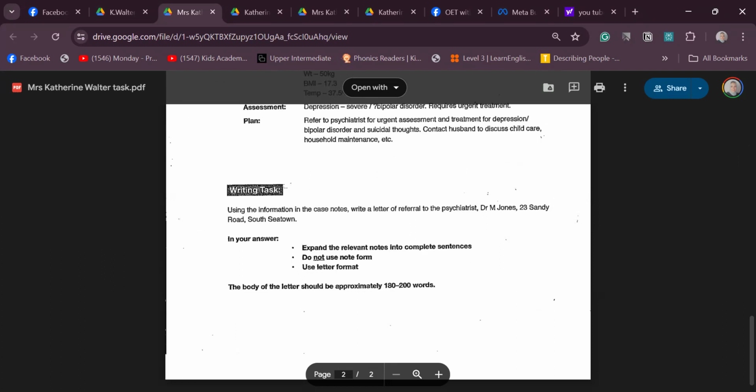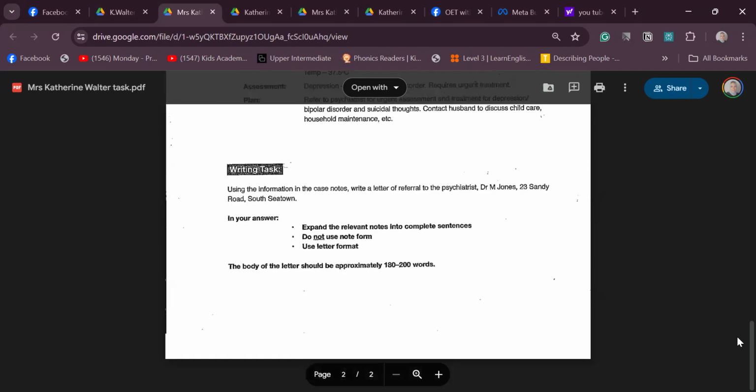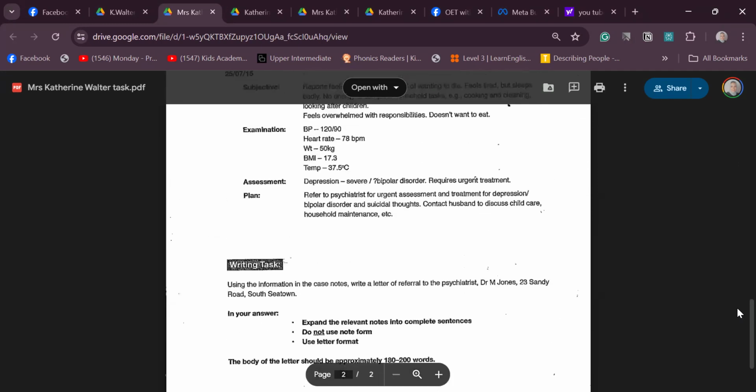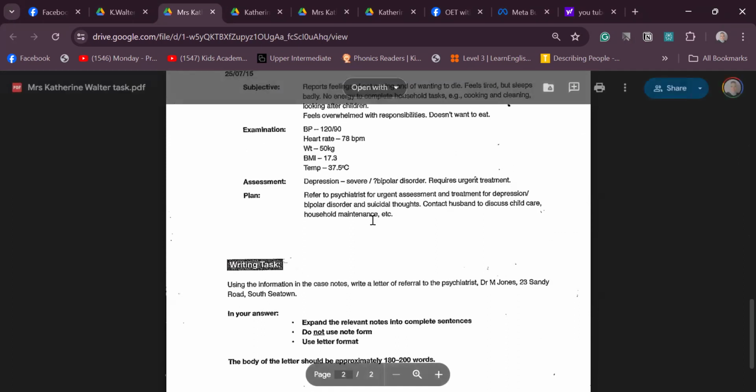You write with the thematic style and you don't mix data. You write each paragraph with one central main idea, and you don't mix any information together. Okay, let's go to this letter. We are writing to a psychiatrist, because the patient has severe depression and bipolar disorder. You are referring to the psychiatrist for urgent assessment and treatment for depression, suicidal thoughts, and bipolar disorder.